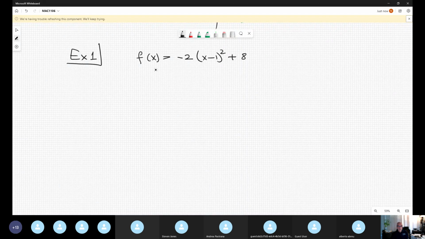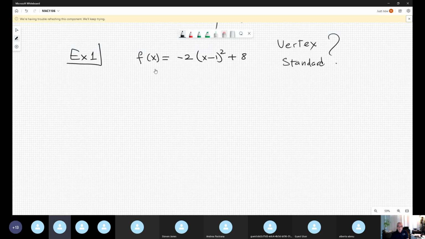In what format, in what form is this function expressed? In vertex or standard? Big question mark. Vertex or standard? Come on, answer me. Vertex. Very well, very well. It's obvious when you see parentheses, it is vertex form.